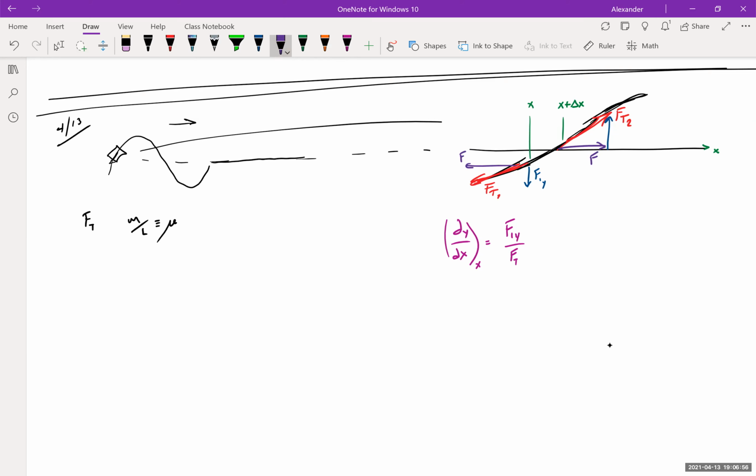are the horizontal tensions. Now, the slope at FT1, that's negative because it's down and to the left. If we write the same relationship at the other point, we get a different result. What is the net vertical force on this section of string?